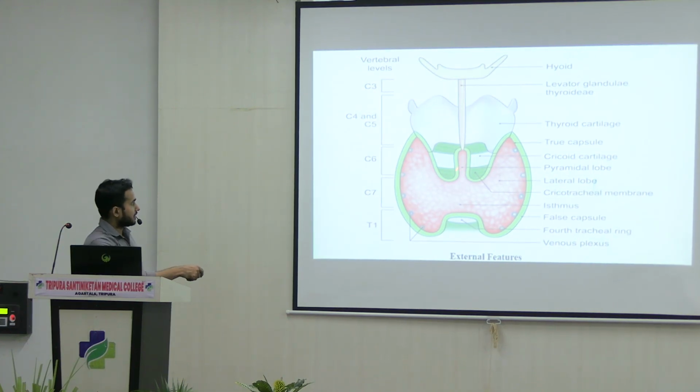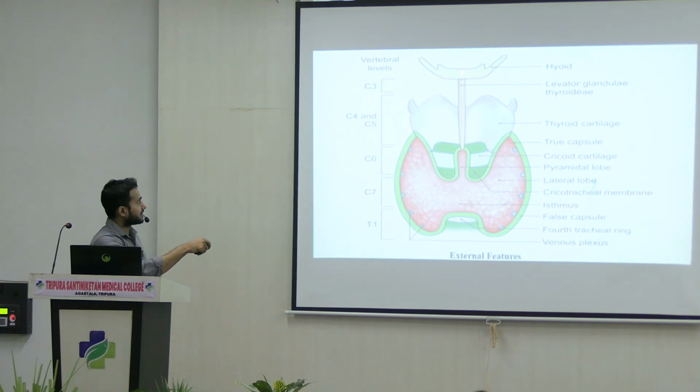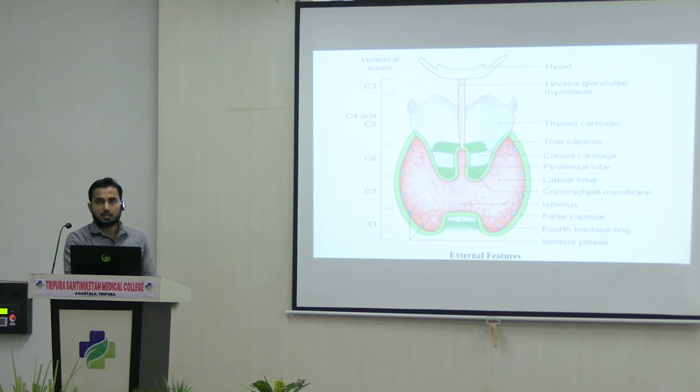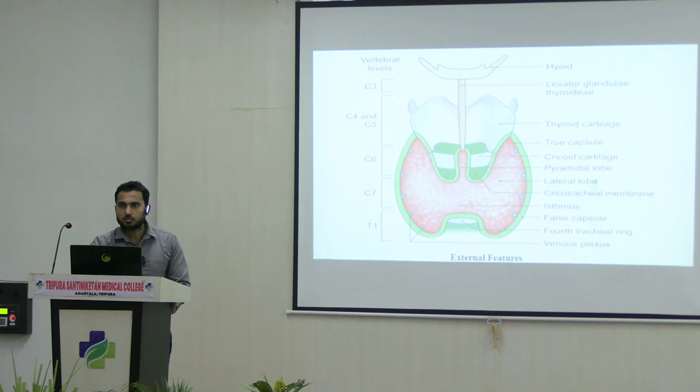Next, from the isthmus, you can see a lobe extending upwards. This is called the pyramidal lobe. And from the pyramidal lobe, a fibromuscular band is attached to the inferior aspect of the hyoid bone. It is called levator glandulae thyroideae. Occasionally it is present; every time it is not present.